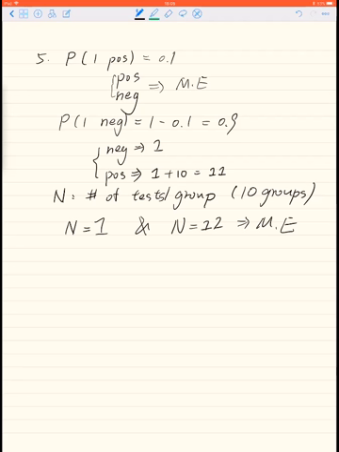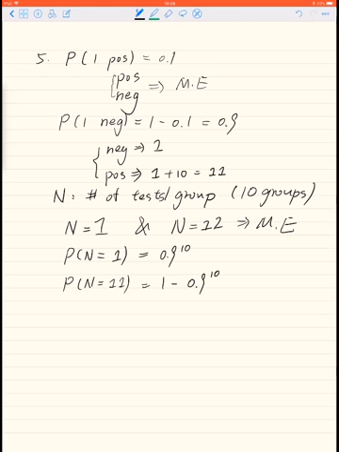Now we can figure out the probability of N equals 1. When N equals 1, that is to say, all the 10 people in this group have negative test results. So the probability should be 0.9 to the power of 10. Now we have to figure out the probability that N equals 11. Actually, we know that the probability that N equals 1 plus the probability that N equals 11 equals 1. So the probability should be 1 minus 0.9 to the power of 10.